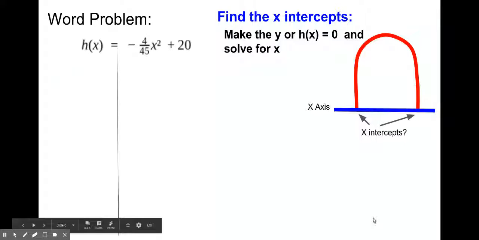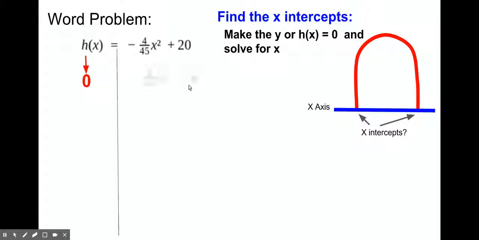Okay, so to find the x-intercepts, we're going to make the y, or in this case, the h of x, equal to 0. So there's my 0. Drop everything else. And you're trying to get the x by itself. So you need to get rid of the fraction, the squared, and the plus 20. Do you remember what to get rid of first? You get rid of the one that's furthest away from the x first. That would be the 20. It's the one that's furthest.